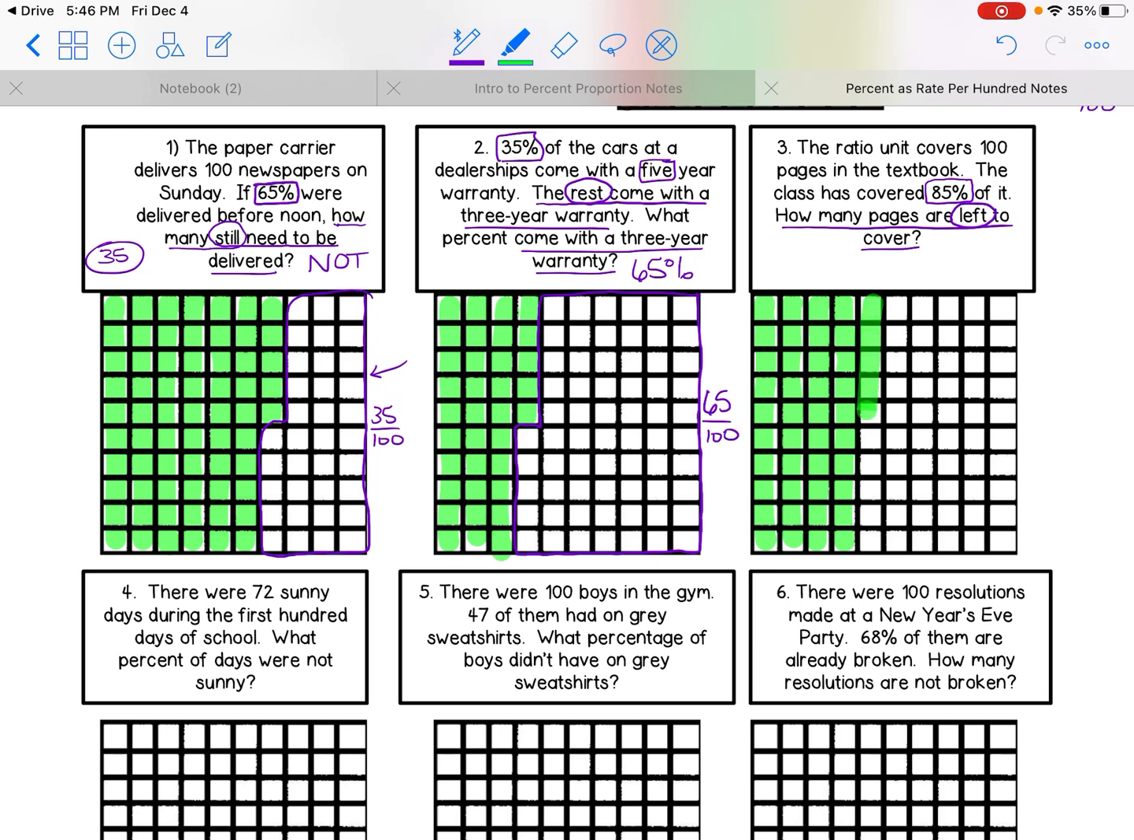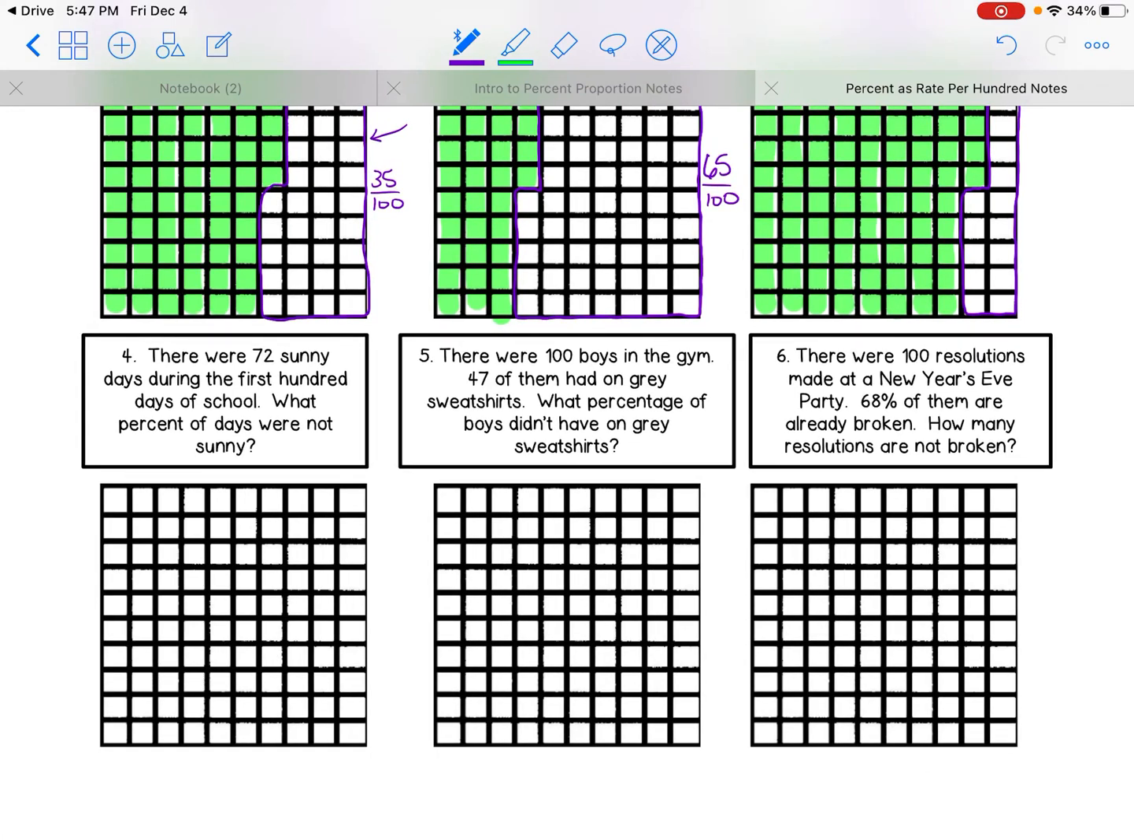So that's 30, 40, 50, 60, 70, 80, and then there's 85. So how many are left? How many pages would be left, okay, for them to cover? And so if you count all those that are not shaded there, that's the answer to our question. So that would be 15 pages that would be left. Okay, let's check number 4.